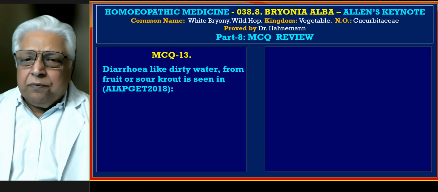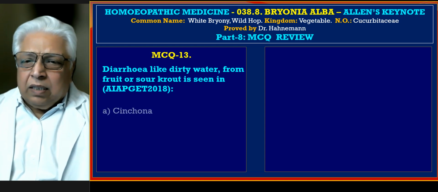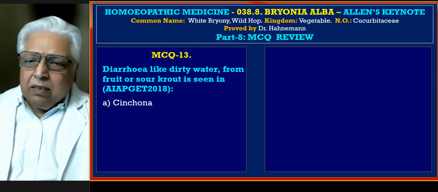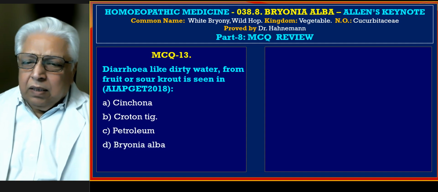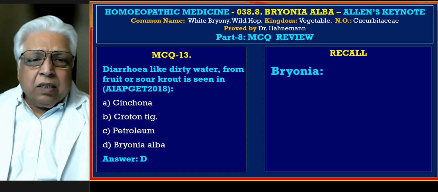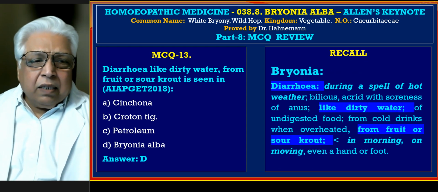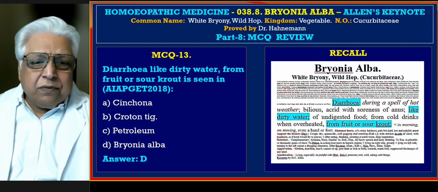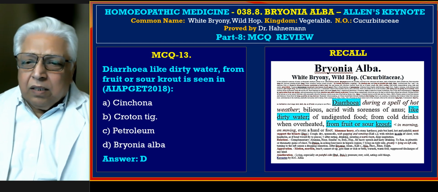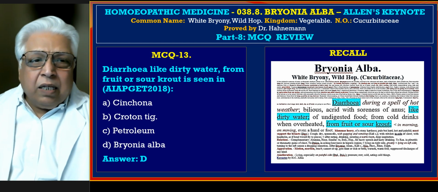We go to MCQ 13. Diarrhea like dirty water from fruit or sauerkraut is seen in: variable A, Cinchona; B, Croton tig; C, Petroleum; D, Bryonia alba, and the answer is D. Let us go to the reference. Bryonia, diarrhea like dirty water from fruit or sauerkraut, and this is the reference from Allen's Keynotes, which confirms the answer D, Bryonia alba.